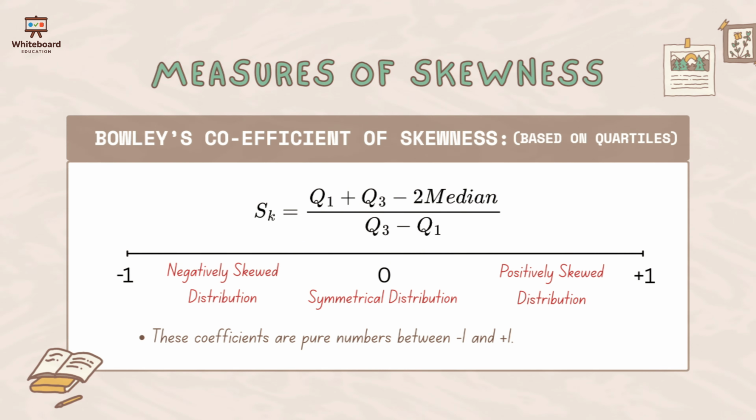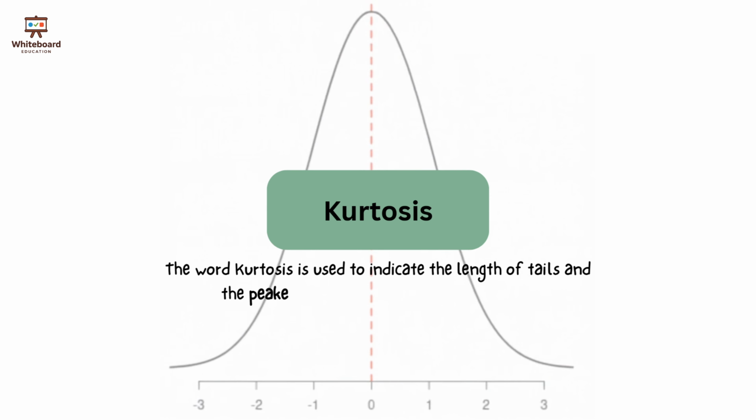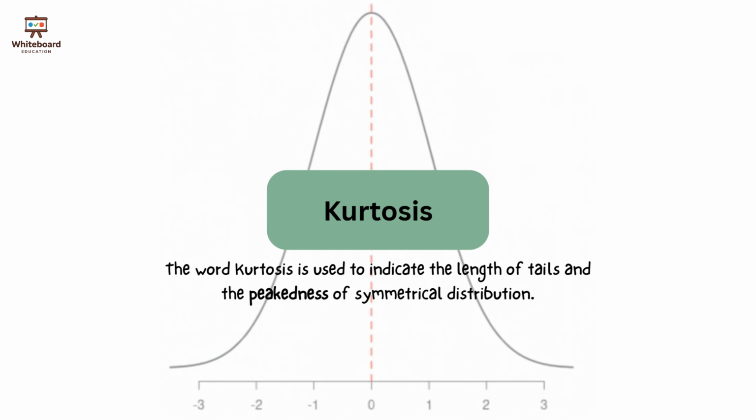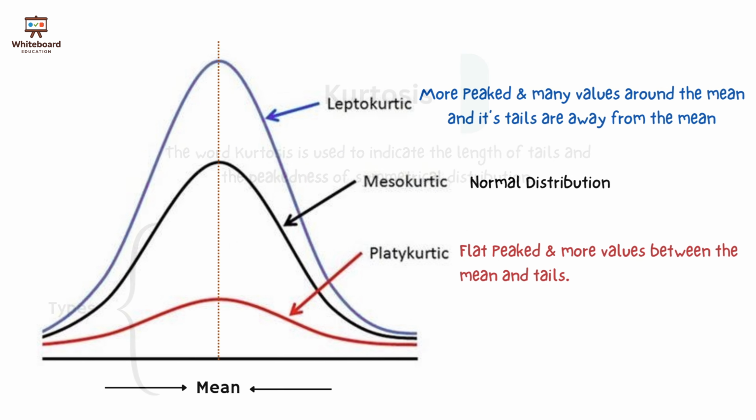That is, kurtosis. The word kurtosis is used to indicate the length of tails in the peakedness of symmetrical distribution. These are the types of kurtosis: Leptokurtic, Mesokurtic, and Platykurtic. A Leptokurtic distribution is more peaked and has many values around the mean, and its tails are away from the mean. Mesokurtic is just a normal distribution.